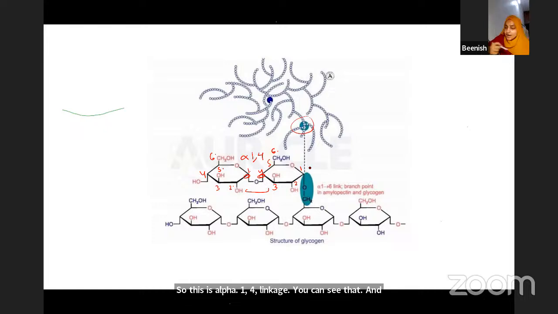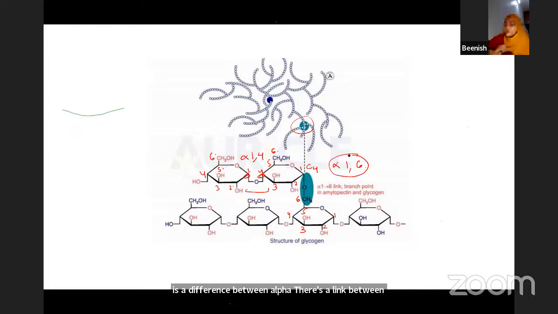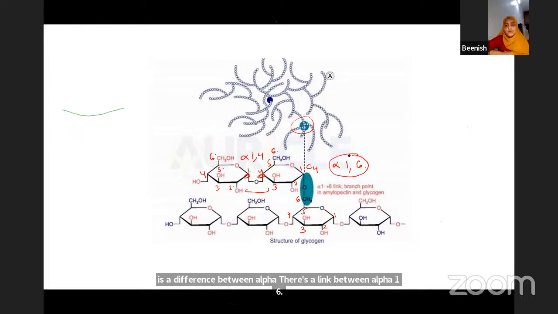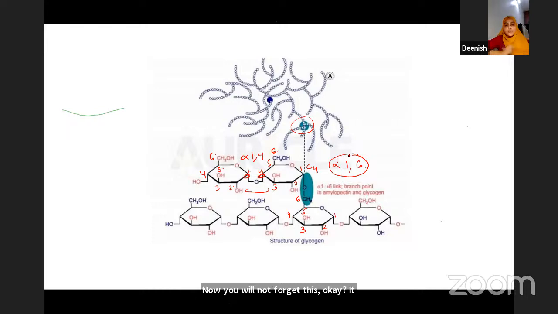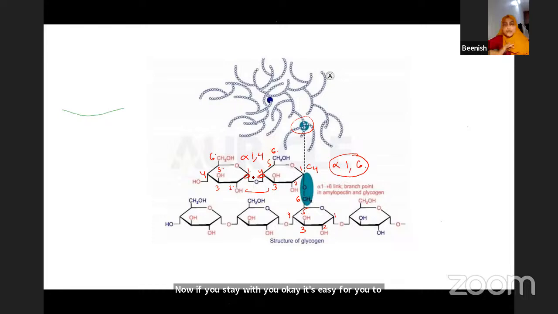You can see there is a linkage between this is carbon 4 and between carbon, this is 1, 2, 3, 4, 5, and 6. See, there's a linkage between alpha 1,6. Now you will not forget this, okay? Because if you mug up alpha 1,4, alpha 1,6, you are bound to forget. But after having a look at this diagram, now it will stay with you. It is easy for you to memorize. There is a linkage between alpha 1,4 in the straight chain and alpha 1,6 at the branch point.